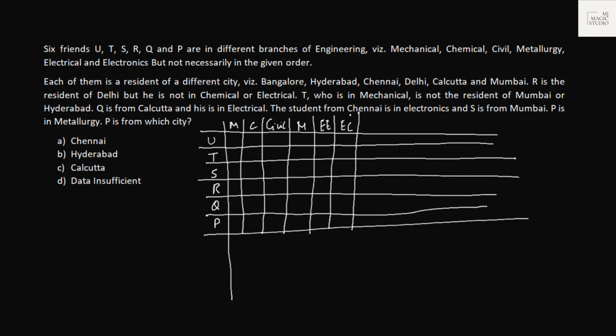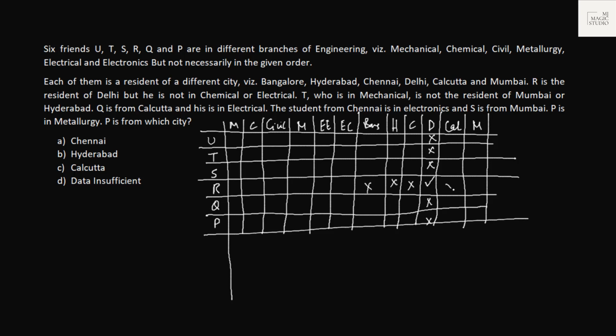Each of them is a resident of a different city: Bangalore, Hyderabad, Chennai, Delhi, Calcutta, and Mumbai. R is the resident of Delhi. R is going to Delhi. Now put a cross vertically and horizontally because no other person can be from Delhi.